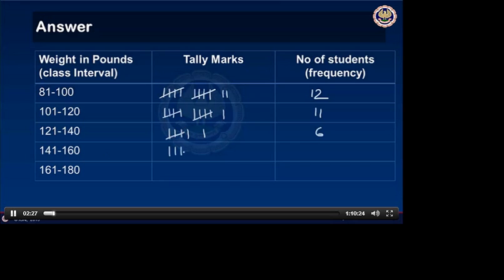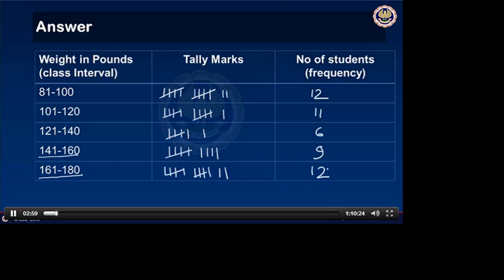So we look at the data, and this is 5. Then there are another 4 which fall under this. So altogether, there are 9 students in this class interval, whose weights are between 140 and 160. Then we look at the data and see how many students are coming under the weight 161 to 180. And we found that there are 12 students. So we will make a tally bar of this. This represents 10, and there are 2 more in this. So altogether, there are 12 students coming under this.